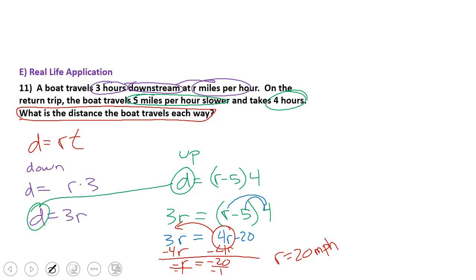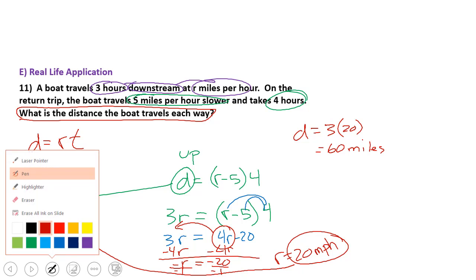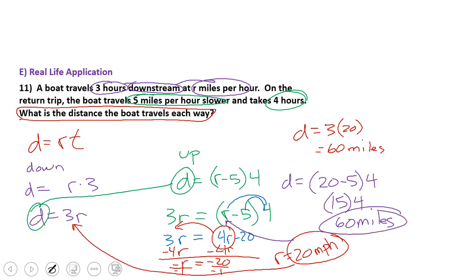So I need to take that 20 miles per hour and put it back into either one of the equations. So going downstream, I know my distance is 3 times 20, which is 60 miles. And if I want to do the other one, I can put 20 in here for that r, and I can say the distance is equal to 20 minus 5 times 4. Well, 20 minus 5 is 15 times 4. That's, again, 60 miles. So how far do we travel? 60 miles in each direction. Ladies and gentlemen, pause the video, write it all down, and then get to the quick write and write that down so you can finish.